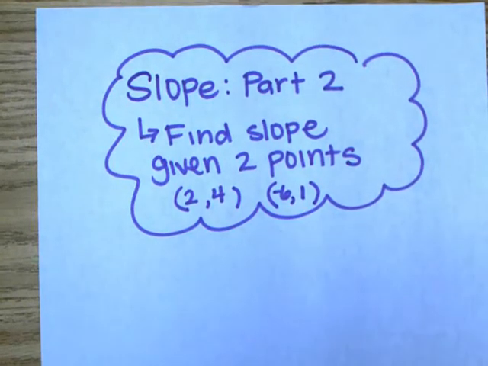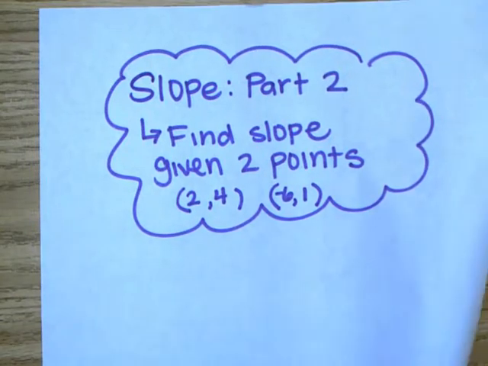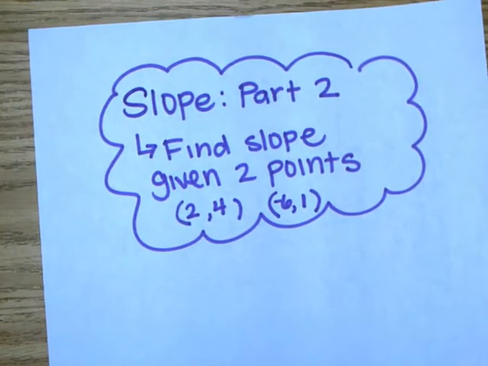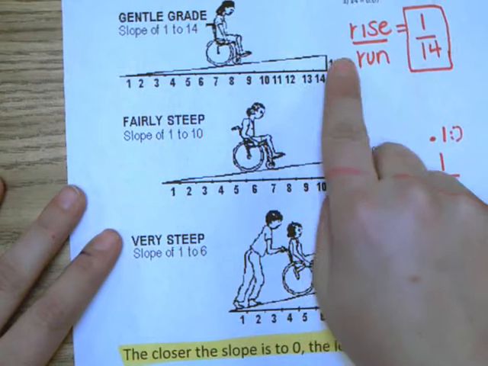This video is on how to find slope given 2 points. So previously we discussed in the last video that slope is how steep a line is.